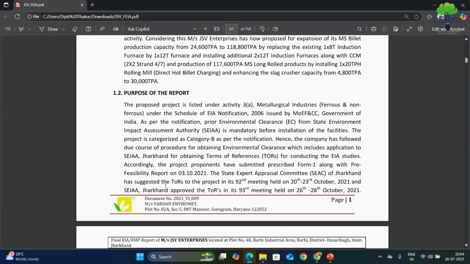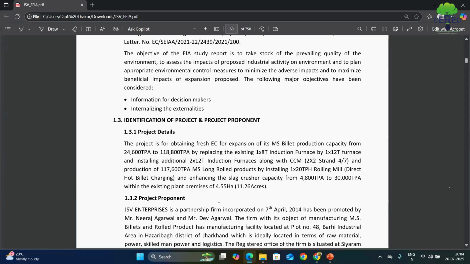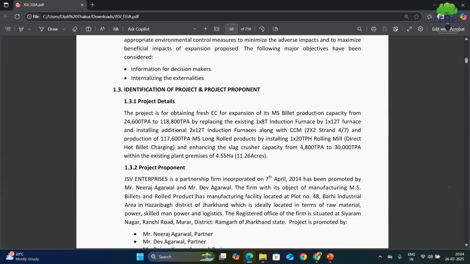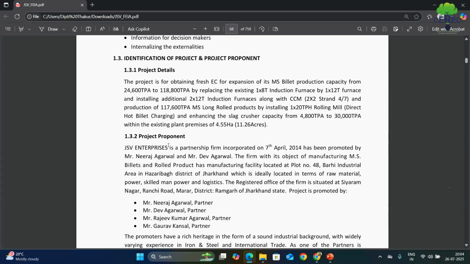Next, we go to the purpose of the report, and then to the identification of the project and project proponent. So the first chapter contains these headings: identification of project, project details again, and the project proponent.